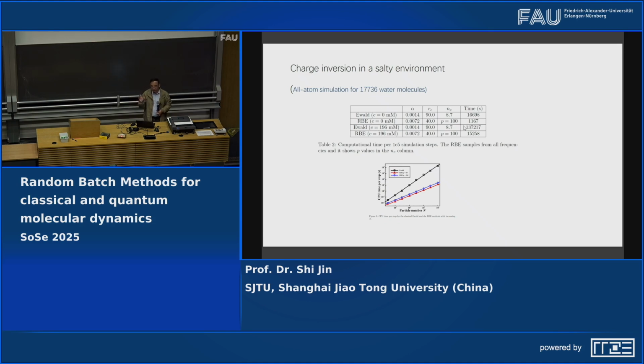So here we have 17,000 particles in total, but each random batch will only pick up 100 particles, okay? So the time is about one order of magnitude smaller, all right? And if you compare the cost, the original Ewald is this line here, while for our method, the cost in the number of particles N is actually linear. So yeah, we compare P equals 10 and 100. The complexity is linear in N.